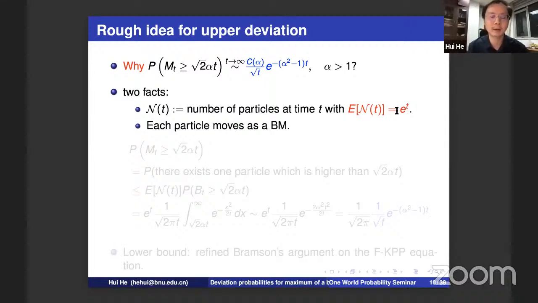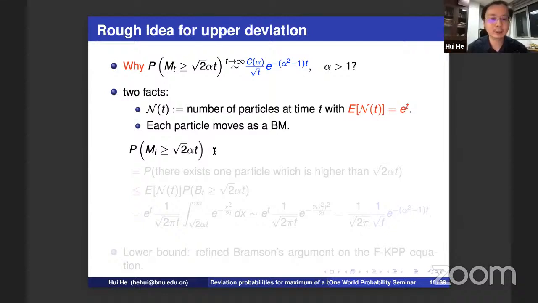And another fact is that each particle moves as a Brownian motion. This, of course, is known from the definition of Brownian motion. And when each particle dies, the offspring just start their own motions from their ancestor's position. So each of them moves as a Brownian motion. However, they are not independent, right? Because they share the same path from their ancestors. So now we want to know the upper deviation probability, that is, M_t larger than √(2)αt. So recall that M_t is just the maximal position at time t. So what does it mean?